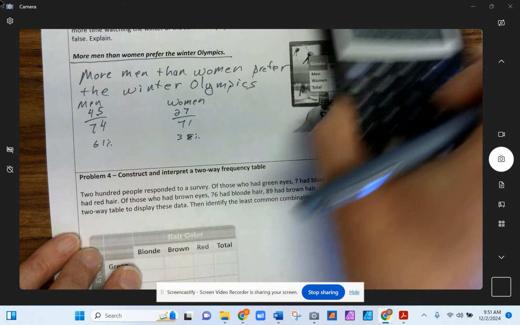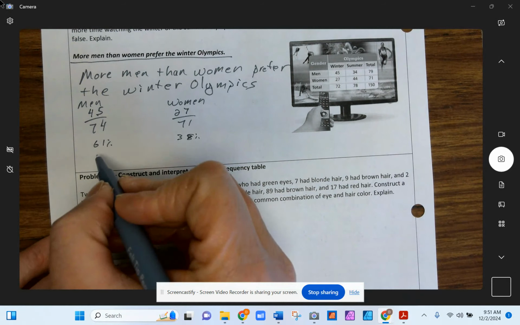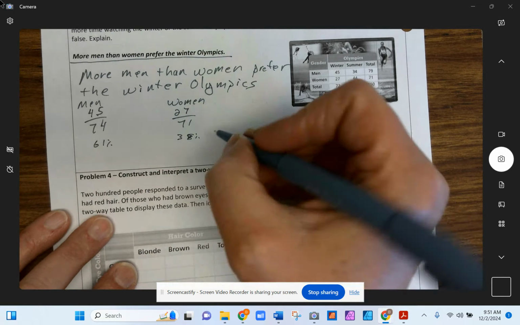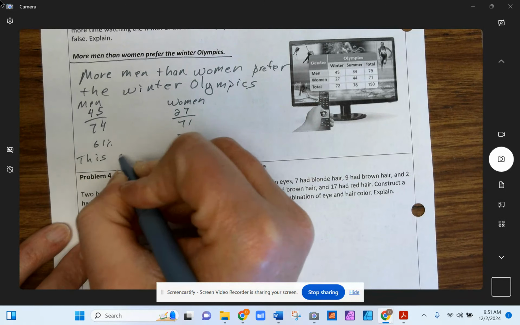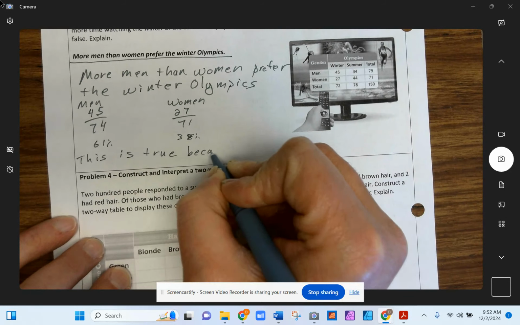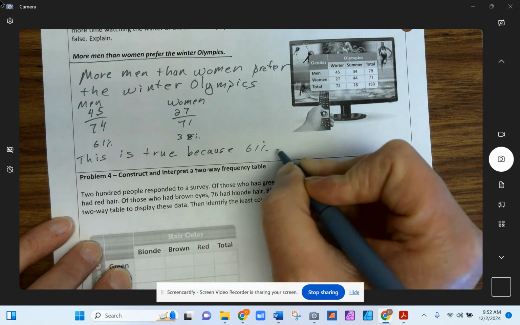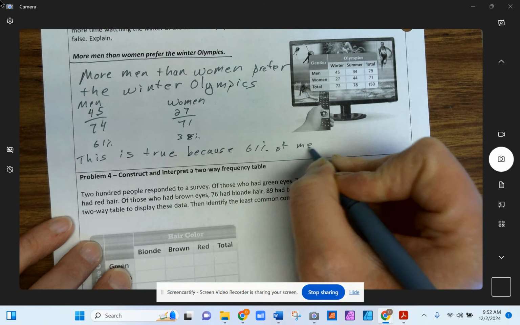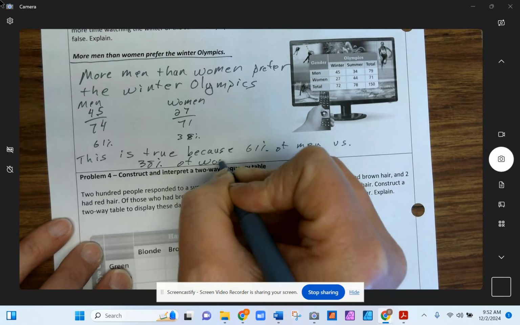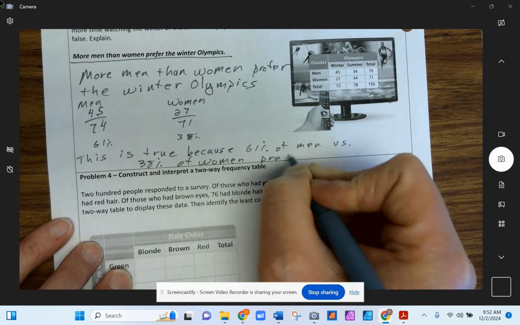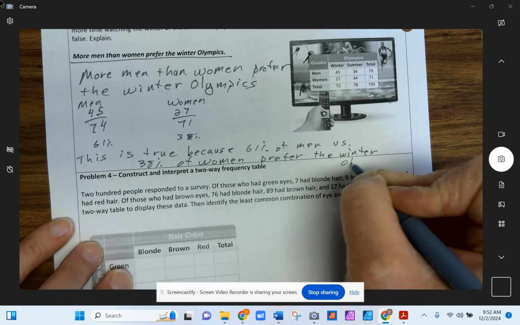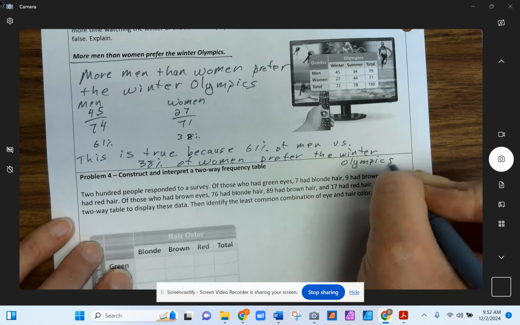Okay, so we could definitely see that even the percentage of men is higher, right? So yes, this is true, because 61% of men versus 38% of women prefer the Winter Olympics. I mean, I don't know if this is true or not, but according to this data, it is, right?